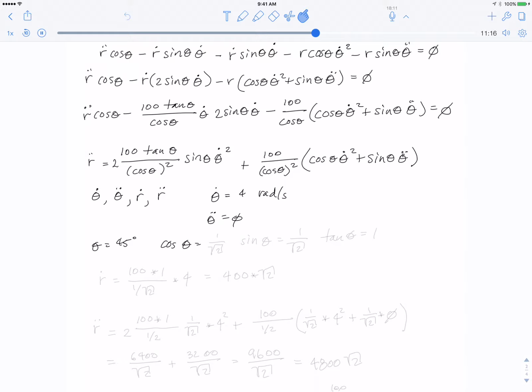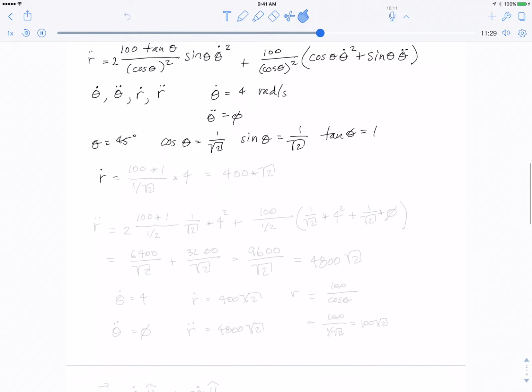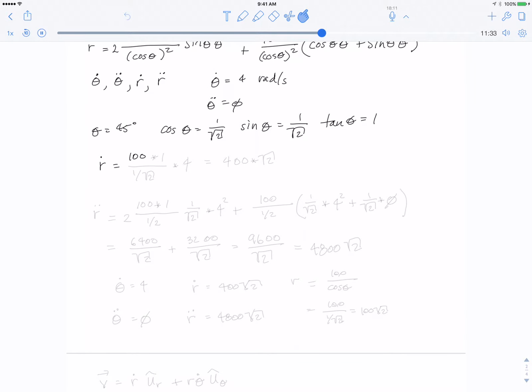At theta equals 45 degrees, that's kind of nice. Cos theta is 1 over square root of 2. Sine theta is 1 over square root of 2. And tangent theta is 1. So we have that r dot is 100 tangent theta, which is 1, divided by cosine theta, which is 1 over square root of 2, times theta dot, which is 4. So that all equals 400 times the square root of 2.